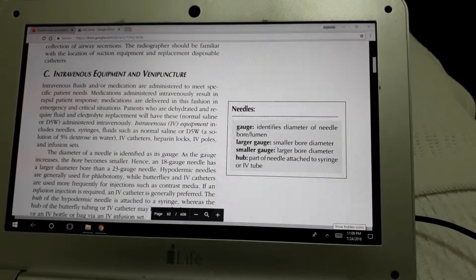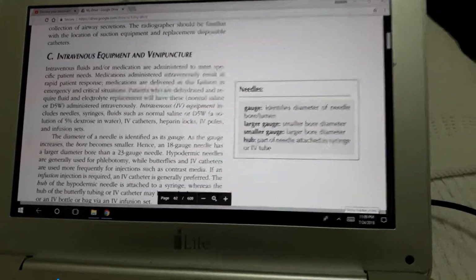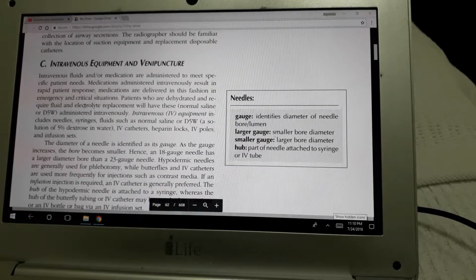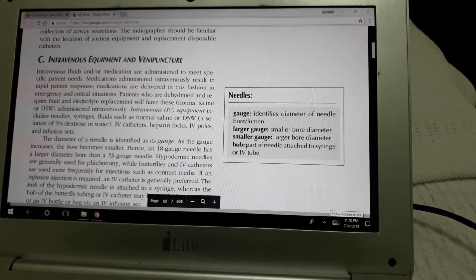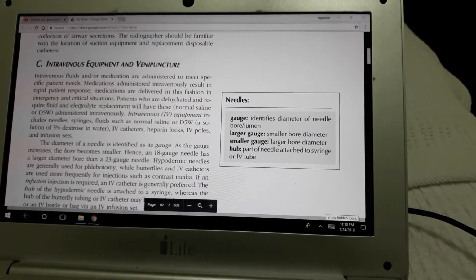Needle gauge identifies the diameter of the needle bore. A large gauge means a small bore diameter, and a small gauge means a larger bore diameter. The hub is the part of the needle attached to the syringe or IV tube.